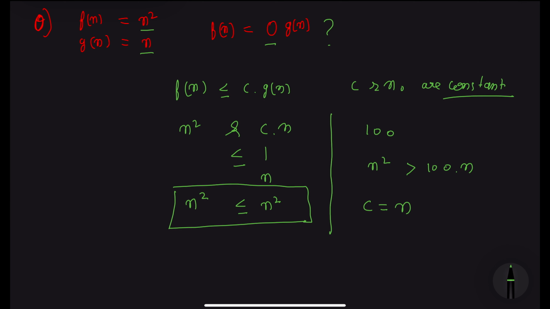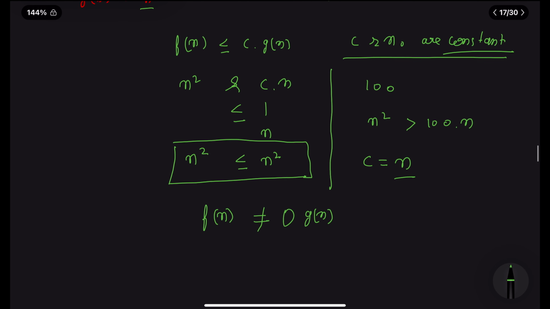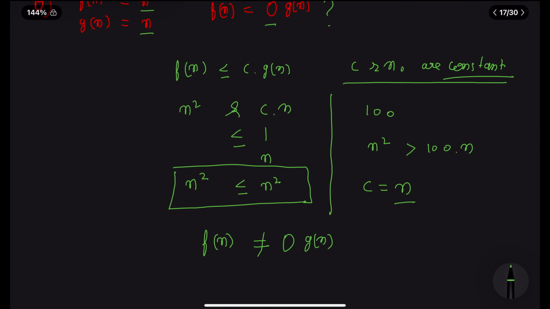But here we have already said c and n naught should be constant. So the value of n should be constant and it cannot be a variable. So this is not possible and it will not satisfy any condition. If we take the value of c as anything, it will not satisfy the condition until we take the value of c as n. So we can say here f(n) is not big-O of g(n). So this is the one question in which it is not satisfying the condition and it is not big-O of g(n).